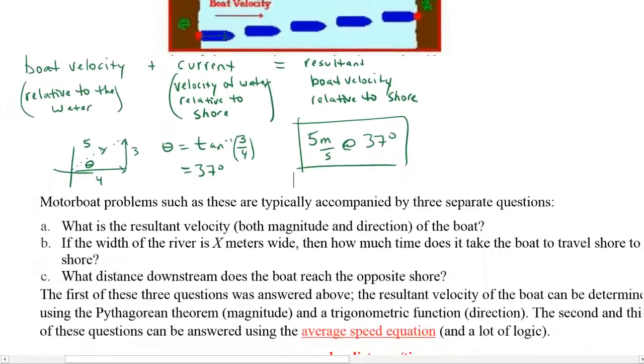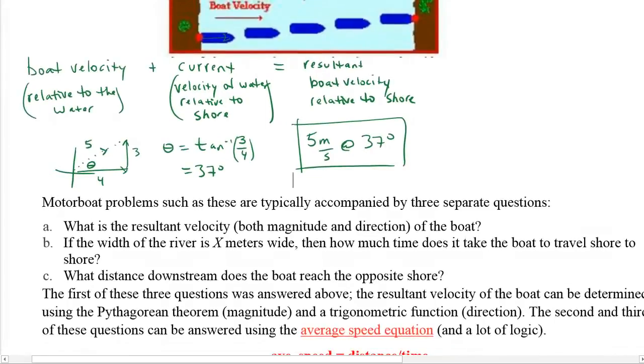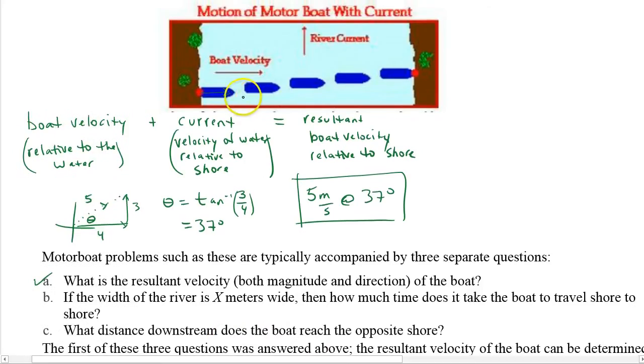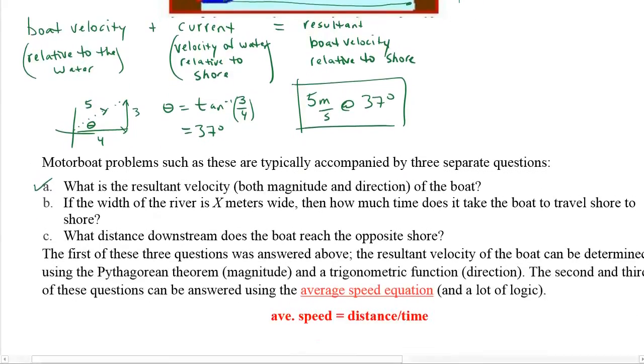Okay, so that's your basic question. There are a couple other questions that you're often asked. So we did A, we said what is the resultant velocity? And then there is, if the width of the river is so many meters wide, how much time does it take for the boat to travel across the shore? And also, what distance downstream does the boat reach the opposite shore? So how far downstream did it end up, right? If it was pointed straight across but it ends up over there, how far downstream did it end?